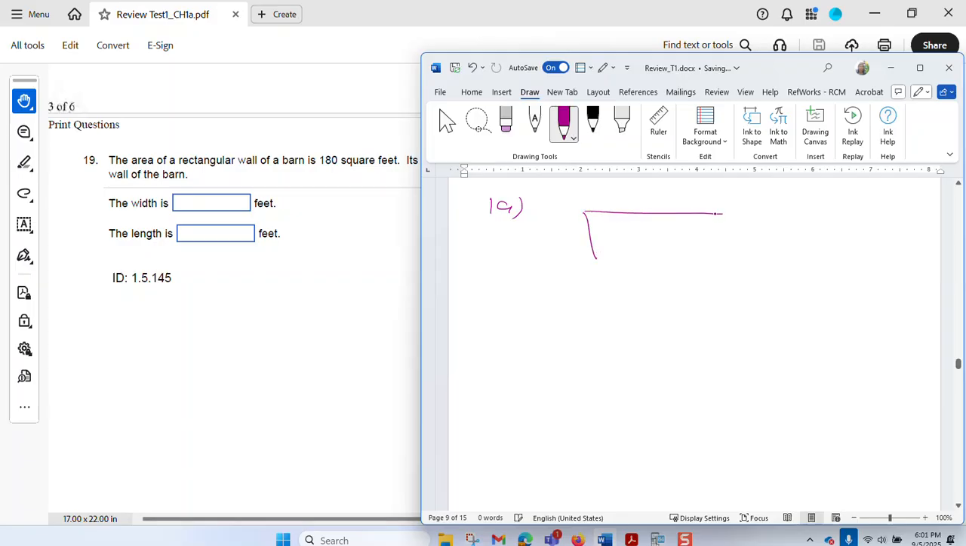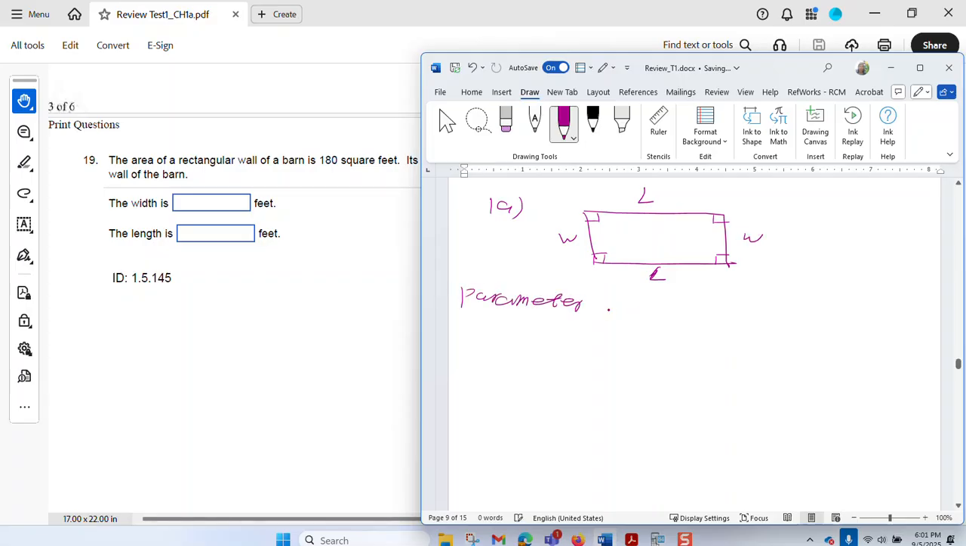All right, so the rectangle means all four corners are 90 degrees, or perpendicular, right? And then this is length. The opposite sides are equal, okay? And then the width also equal. So the perimeter here is the sum of all the sides.